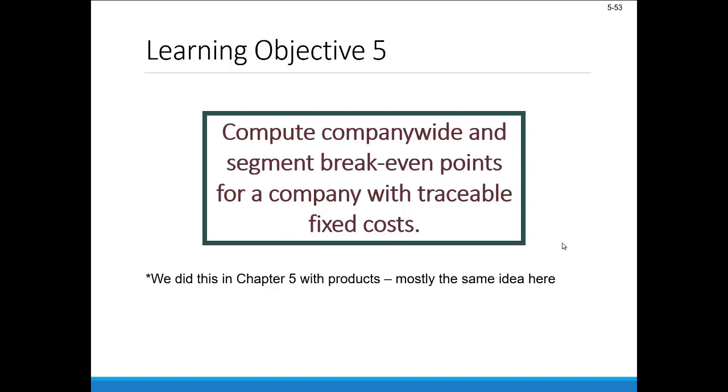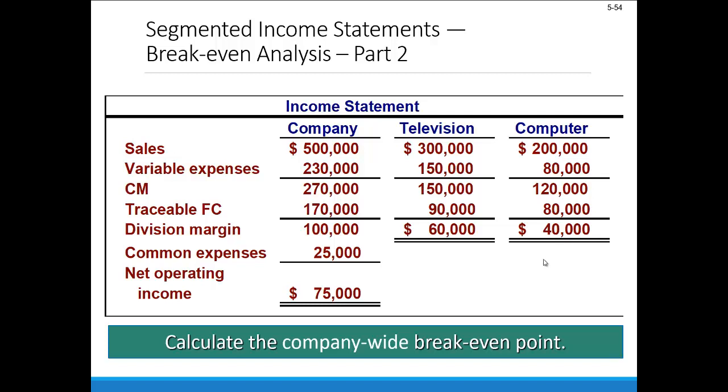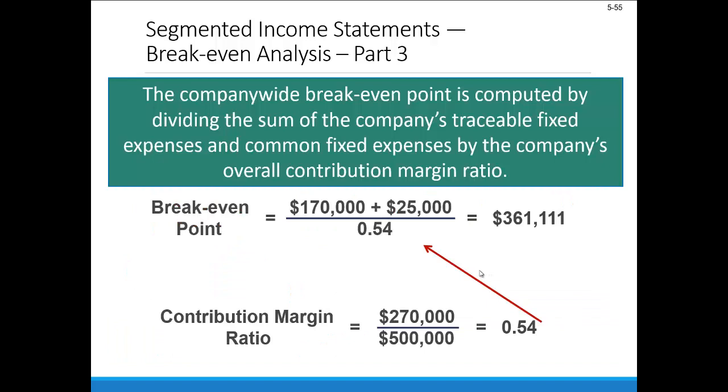And this does share a lot of overlap with some of the earlier analysis we did in chapter 5. So let's get back to our Weber example here with the TVs and computers. If we want to calculate the company-wide break-even point, we're going to take the overall fixed expenses for the company, that's traceable plus common fixed expenses, and divide by the company's overall contribution margin ratio across all its segments.